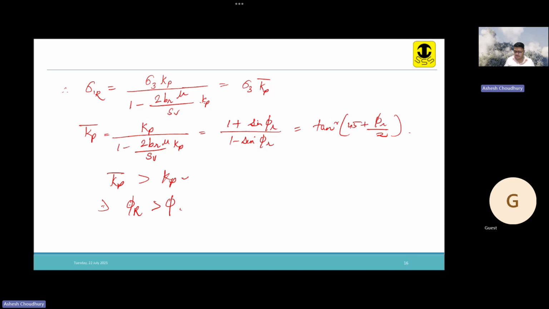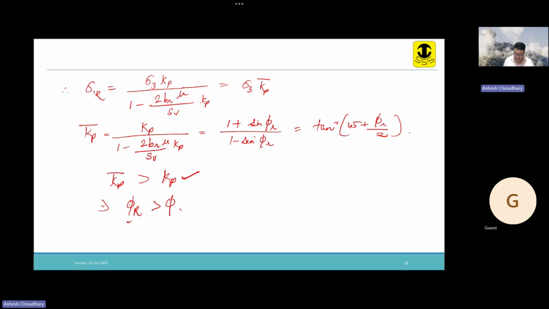So 1 minus some value, so the term in the denominator is going to be less than 1. It's going to be between 0 and 1. So Kp divided by some fraction between 0 and 1 gives Kp bar as some number times Kp. So Kp bar is always greater than Kp, and therefore my reinforced friction angle will be greater than the friction angle.